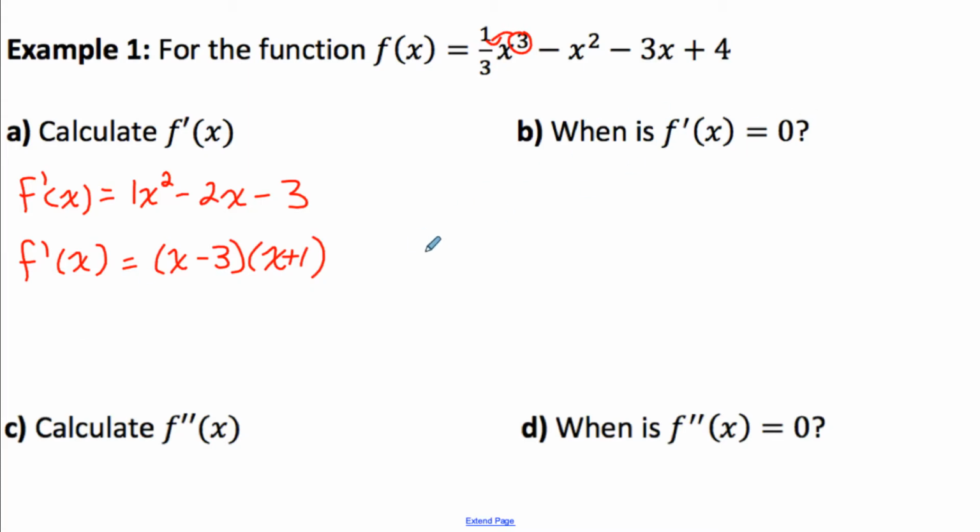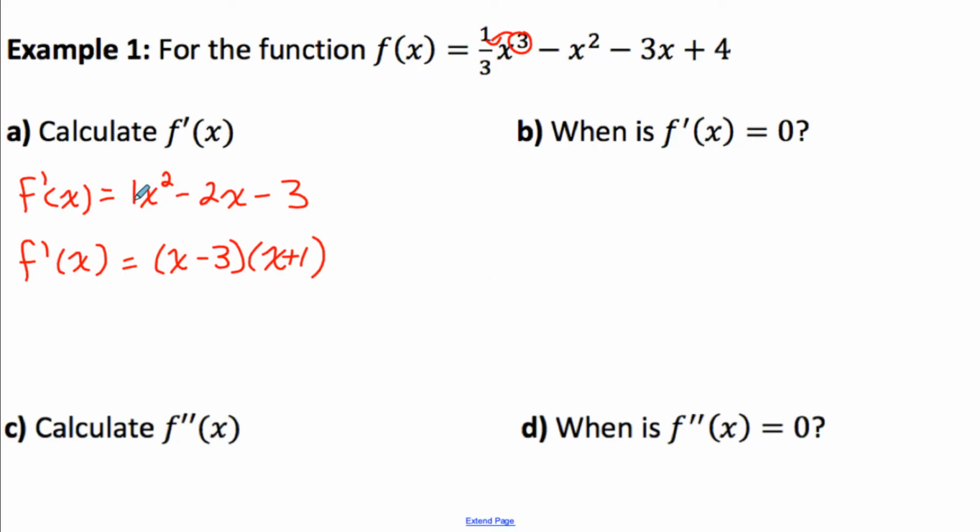Part B says, when is the first derivative 0? Now, this is actually a really important thing that we're going to be solving for a lot in this course, because that will tell us what a critical point of the function is, which will identify a possible max or min point on the function. And we'll talk a lot about that throughout this lesson and throughout the next unit as well. This is kind of just an intro to that for you.